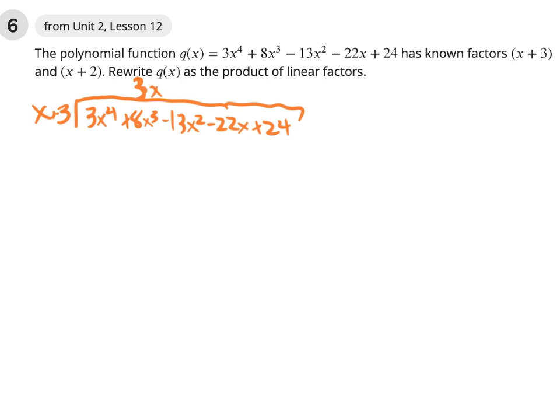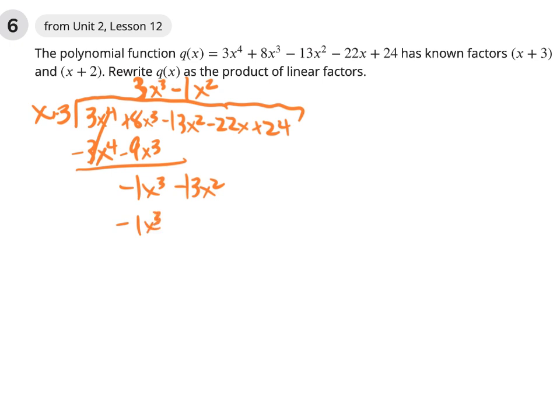3x cubed goes right here. That gives me 3x to the 4th. 9x cubed. Change both signs to negative. That changes. You get -1x cubed minus 13x squared. So I'm going to do -1x squared. It's going to give me -1x cubed. It's going to be -3x squared.